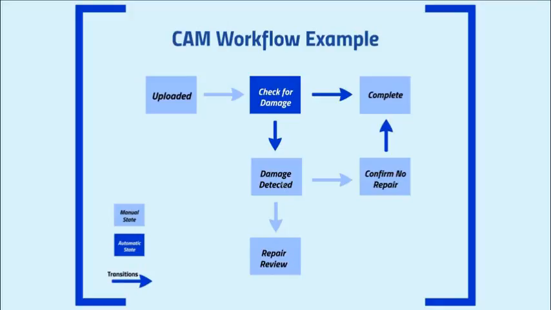Each one of these states may have different users with different responsibilities. The data may come into their queue to do some type of review, again maybe manual, maybe automated, where then it would transition in this case from damage detected either to a repair review or confirm no repair is needed. So this type of concept of this flow of data, this flow chart, hopefully starts to bring the concept a little clearer as we walk through the demonstration.